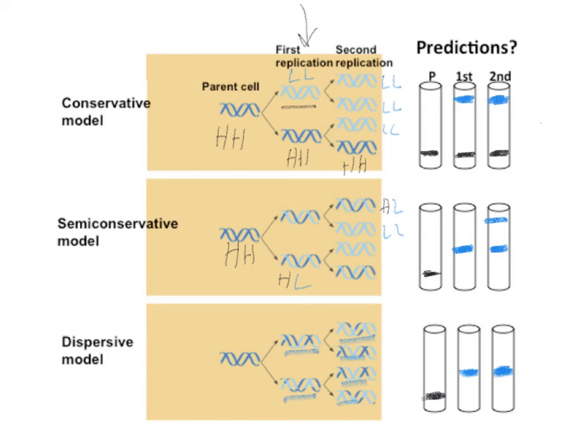So you can see that these three hypotheses are mutually exclusive. They look very different. So this was an ingenious way to figure out how DNA was actually copying itself. All right, so we'll look at the results here in just a second.